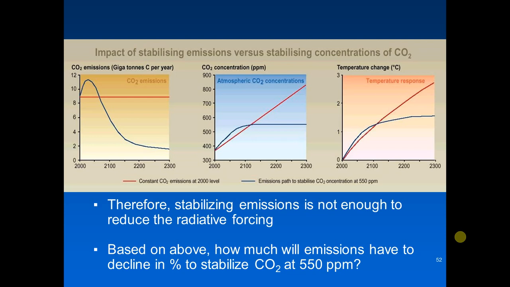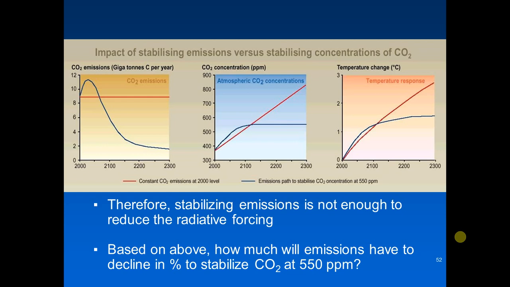are that stabilizing emissions is not enough to reduce the radiative forcing. It's not enough to stop concentrations from rising. It's not enough to level off temperature increase. Based on the above, how much will emissions have to decline in percentage to stabilize CO2 levels at 550 parts per million? The answer is 50%. We have to cut current CO2 emissions at 10 gigatons of carbon per year in half by 2100. A 50% reduction by 2100, with further decreases afterward if we want to stabilize CO2 concentrations at 550 parts per million, and that's the best case scenario.